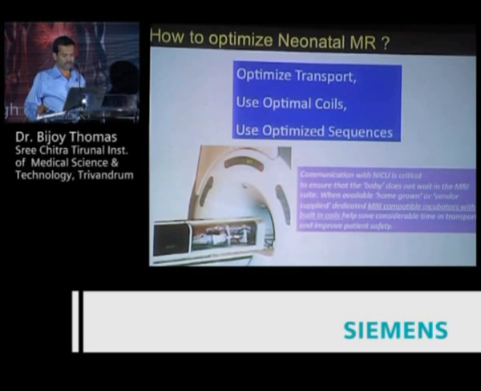So you can't afford to have that. But when you are actually transporting, you should be aware that they are prone to a very hostile MR environment. You have to limit your studies to the minimum possible time, and you should arrange for optimal transport, use of optimal coils, and optimized sequences.